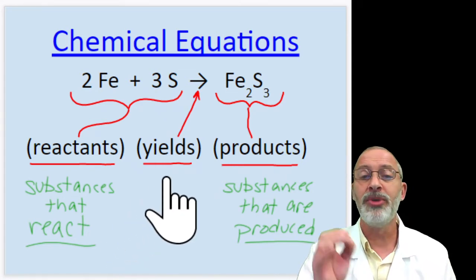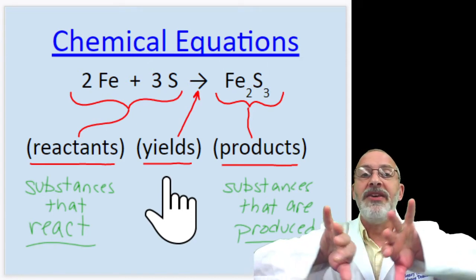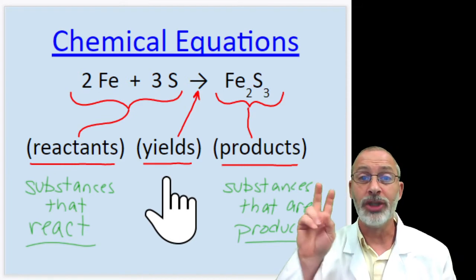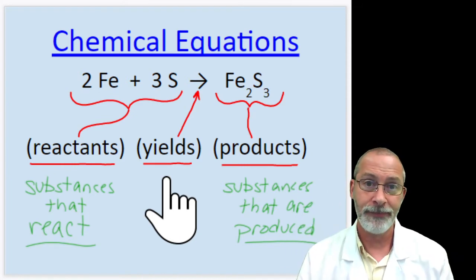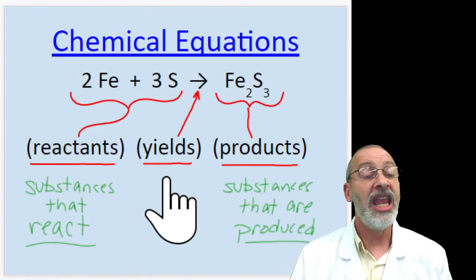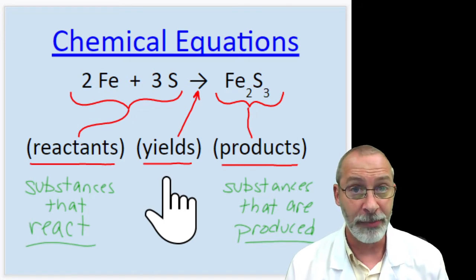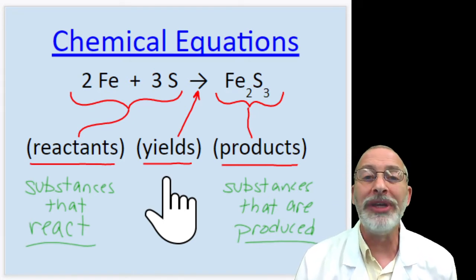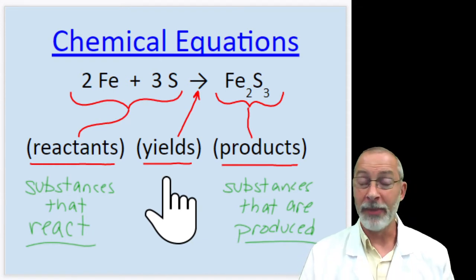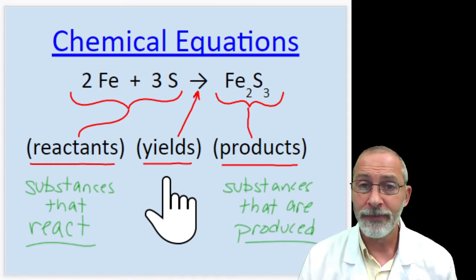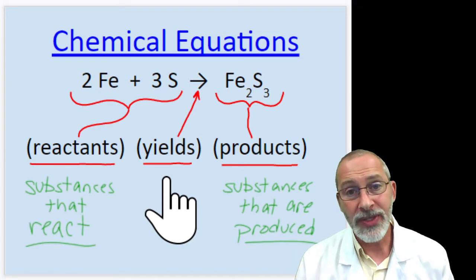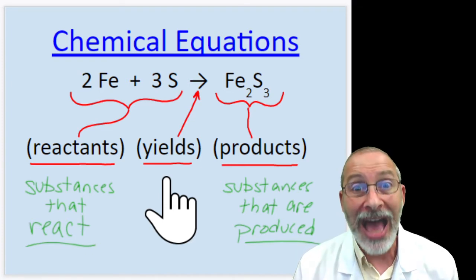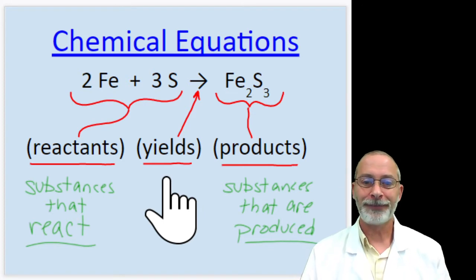The yield symbol, that arrow, divides or separates the chemical equation into two basic parts. The parts to the left of the yield symbol are referred to as the reactants. And make sure you're getting this into your notes. The reactants are the substances that react with one another.